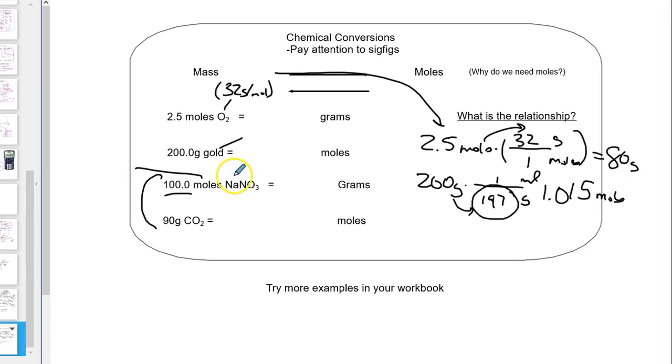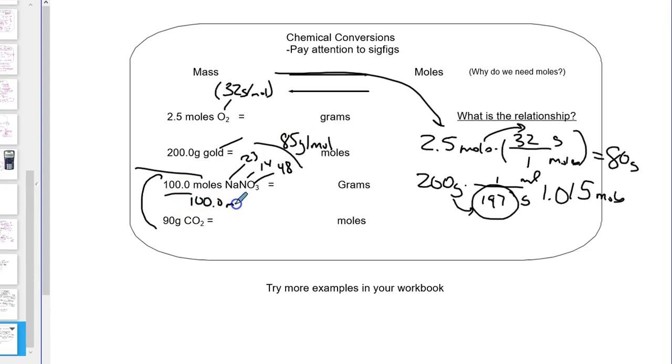Alright, so the NaNO3, cut this guy out. This guy is 23. This guy is 14. This guy is 16 times 3 is 48. Add all those up, and we get the molecular weight or molar mass of sodium nitrate. 85 grams per mole. Okay, so I have more or less than a mole? I have more than a mole. So I'm expecting a number just over 1.